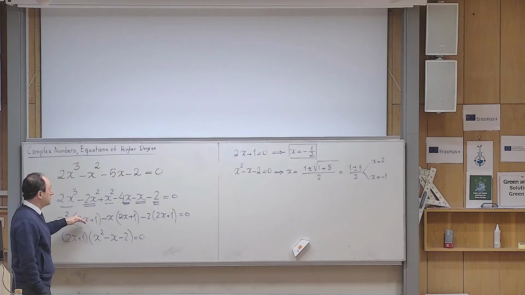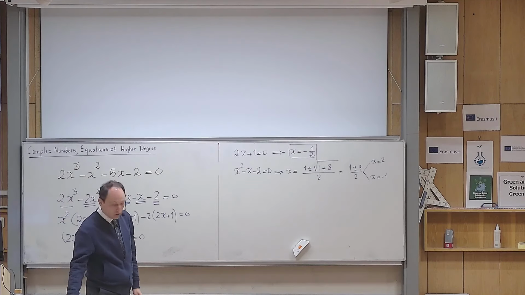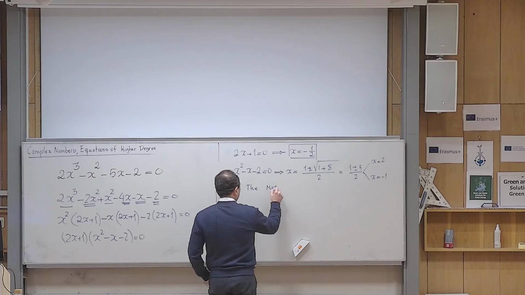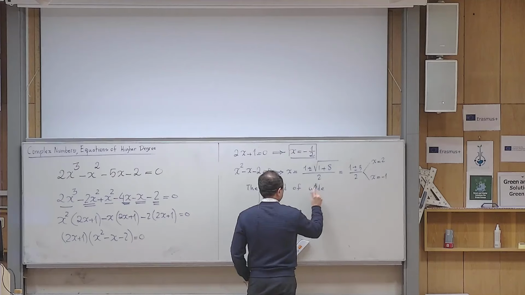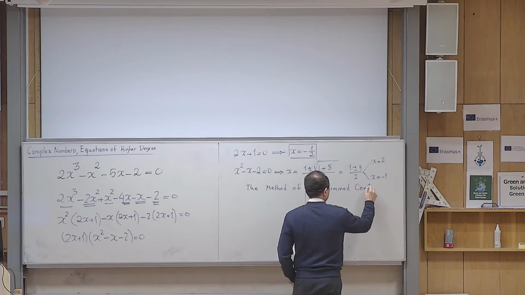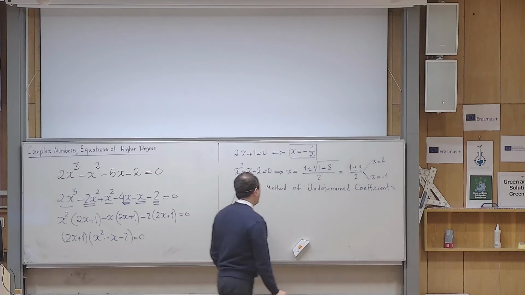But before telling you that, do you think, because I saw it in the book, there is a method to factorize this? Can you imagine there is another way to factorize this without guessing these kinds of hard things? It's good to know it. It's called the method of undetermined coefficients. To factorize.